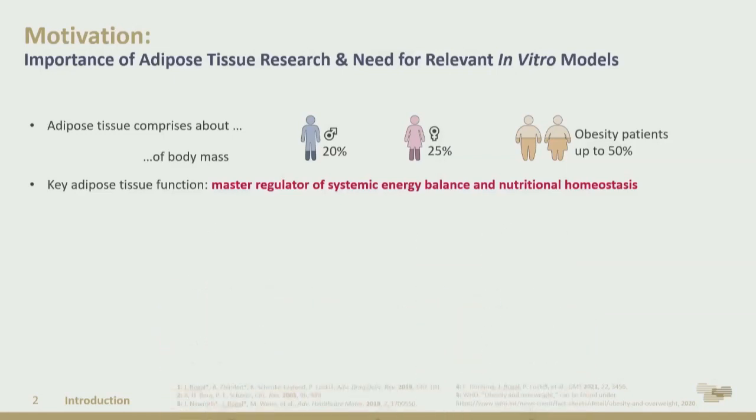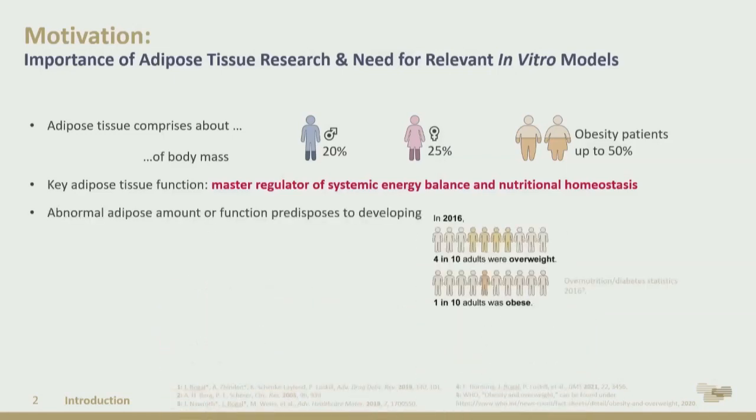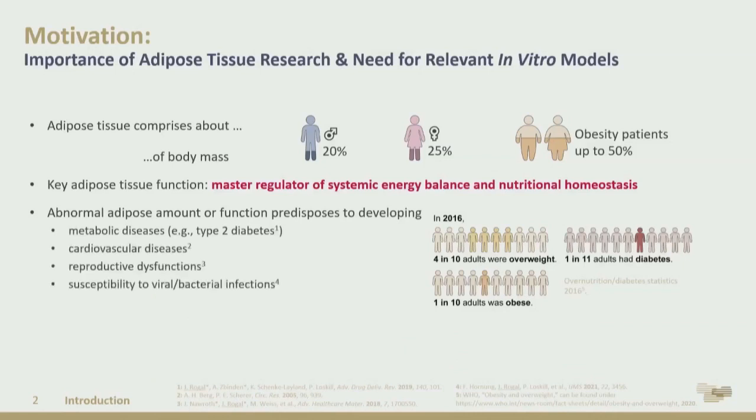Therefore, having an abnormal amount or function of adipose tissue predisposes to developing really a plethora of comorbidities, such as metabolic disease, cardiovascular disease, reproductive dysfunction, cancer, and it even affects the susceptibility to contracting viral or bacterial infections.